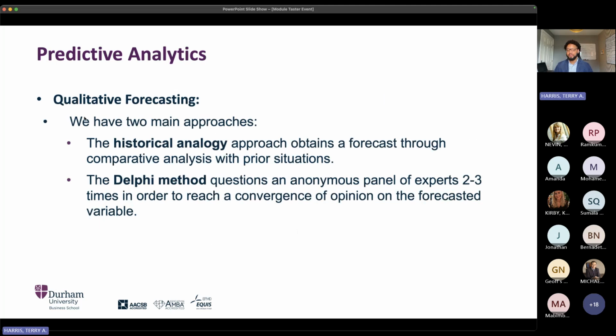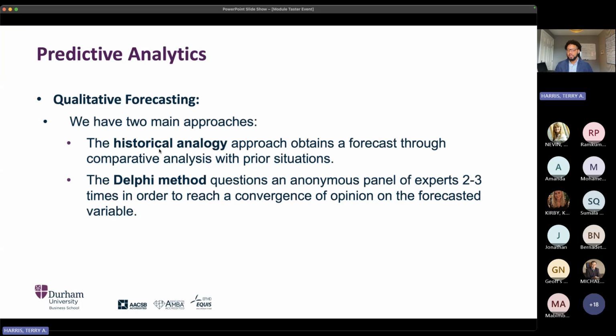So with respect to qualitative techniques, there are two main approaches that we discuss in our course. The historical analogy. Here we focus on obtaining the forecast in the future by looking at some historical event. They say that the past is prologue, right? History rhymes, all these things that we know. Here, you're looking at the historical record to find a very similar event that occurred and see what insights you can gain from that event to bring it into the future.